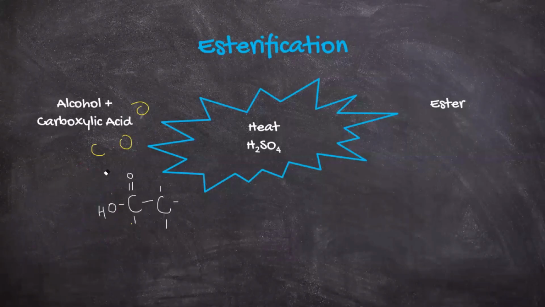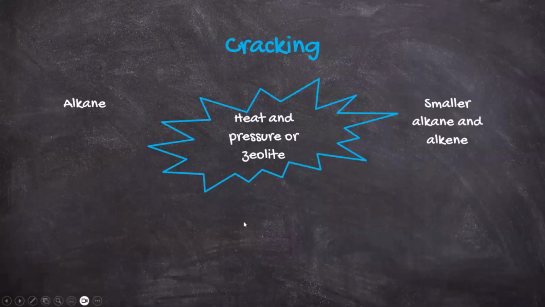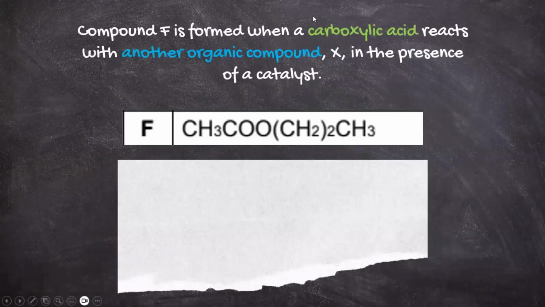One last one. We're going to do some cracking. Let's just erase this before we go on. Okay. Cracking. Cracking can happen under two different sets of conditions. You can have what they call mechanical cracking, which is where you apply heat and pressure. Or you can have catalytic cracking, where you apply the catalyst zeolite.